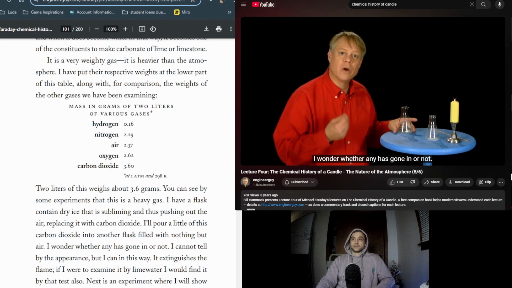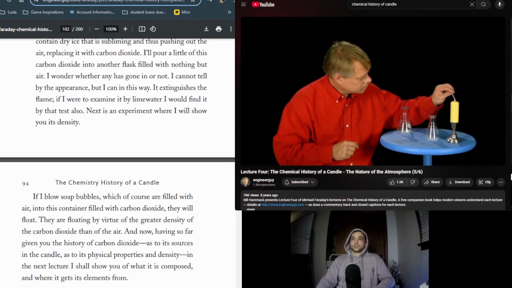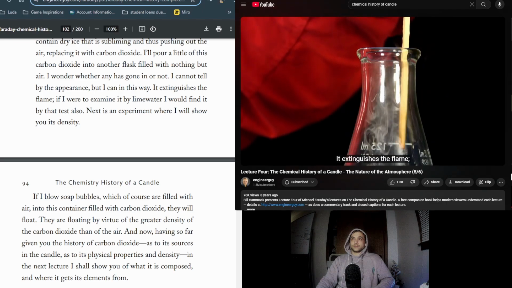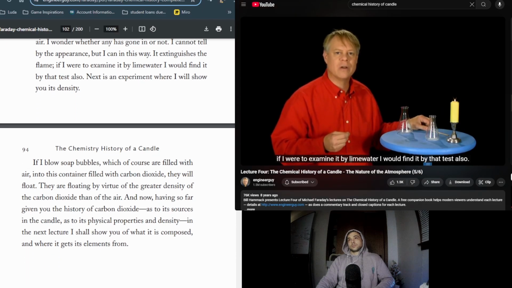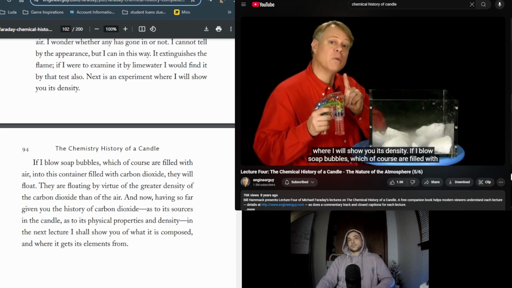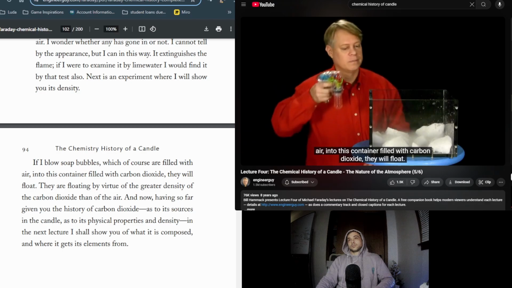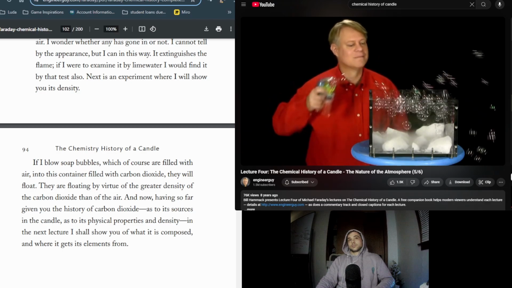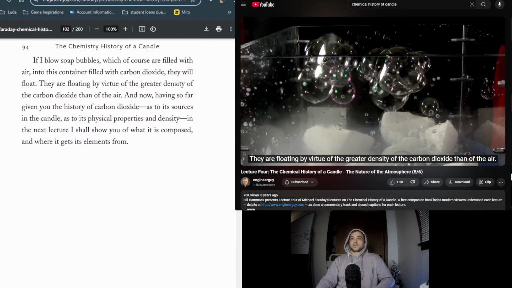I wonder whether any has gone in or not. I cannot tell by the appearance, but I can in this way. It extinguishes the flame. If I were to examine it by lime water, I would find it by that test also. Next is an experiment where I will show you its density. If I blow soap bubbles, which of course are filled with air, into this container filled with carbon dioxide, they will float. They are floating by virtue of the greater density of the carbon dioxide than of the air.